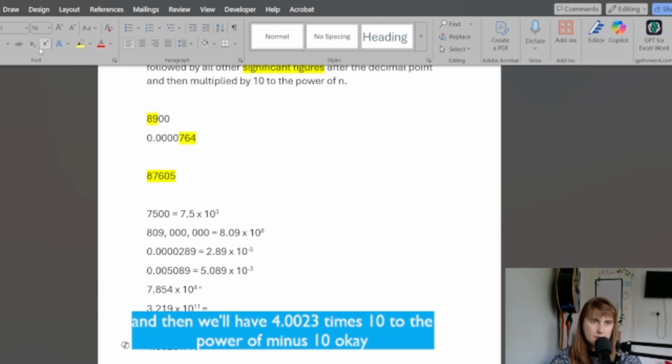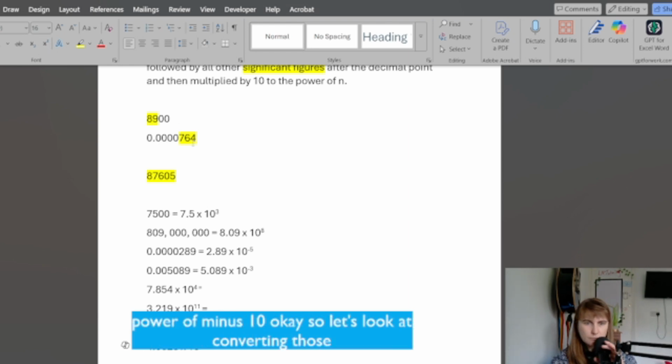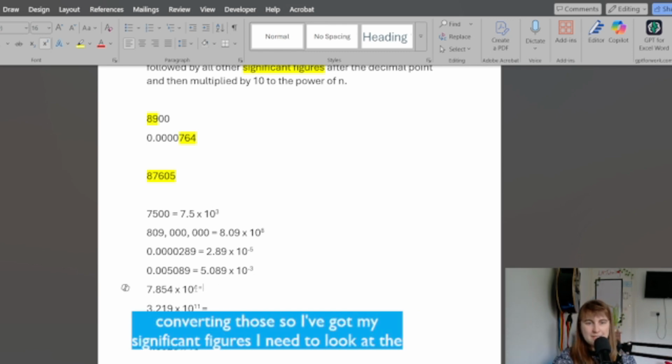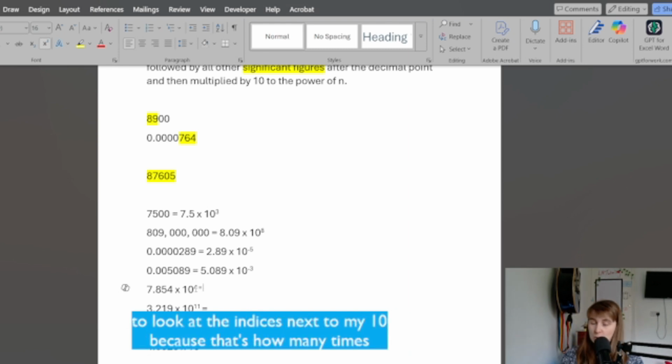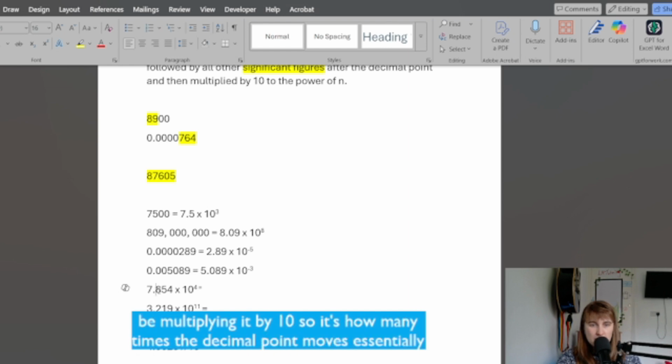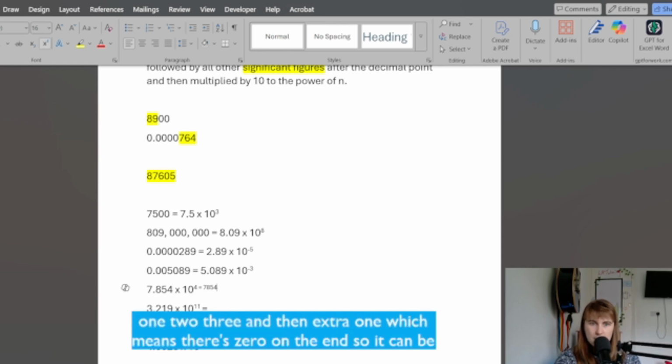Okay, so let's look at converting those. So I've got my significant figures. I need to look at the index next to my 10 because that's how many times I'm going to be multiplying it by 10. So it's how many times the decimal point moves essentially. So here, it's going to be 4 times, 1, 2, 3, and then an extra 1, which means there's a 0 on the end. So it's going to be 78,540. We don't want it to be small numbers, we want it to be big numbers.